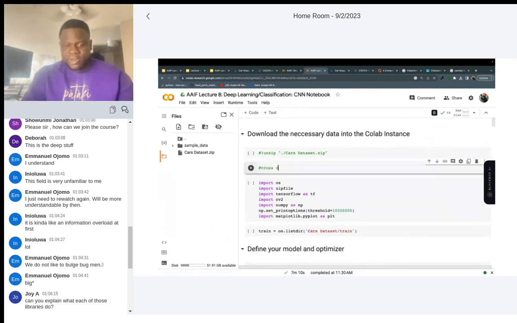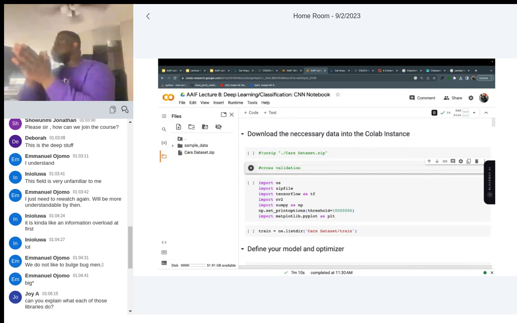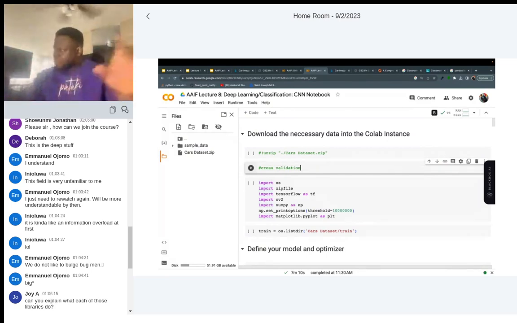Cross validation means that your training data, you will split it into X number of validation sets, X number of independent validation sets. You pick randomly. This is batch 1, batch 2, batch 3, batch 4, batch 5.